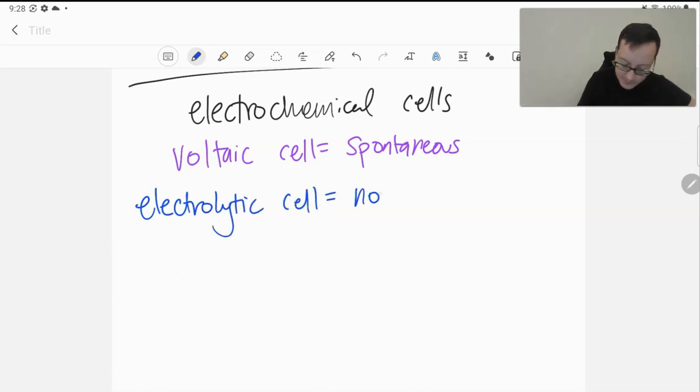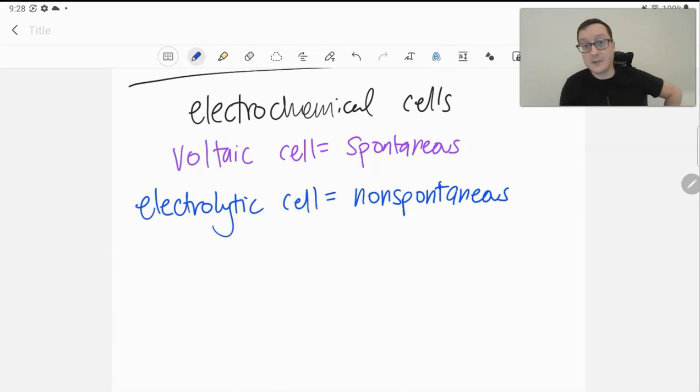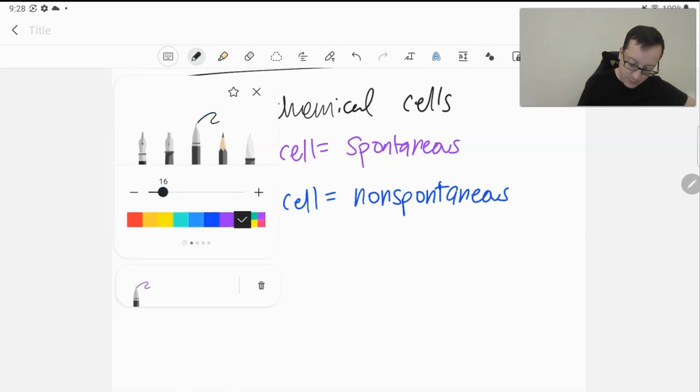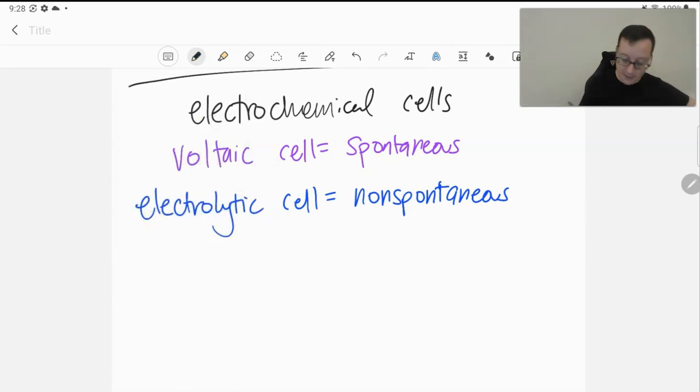which is a non-spontaneous one. And in fact, for these to work, we have to apply external electricity. So we will artificially add electricity to the system to get them to happen because they are non-spontaneous reactions. And when we're looking at these, we're looking at a property called the electromotive force.